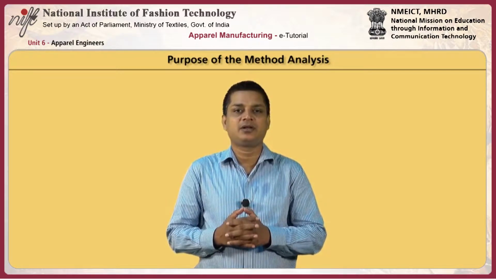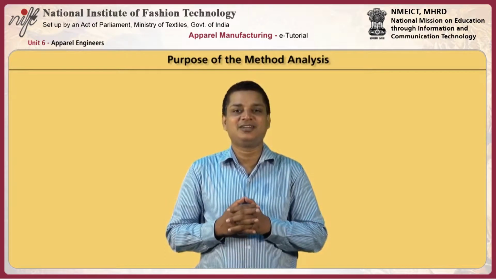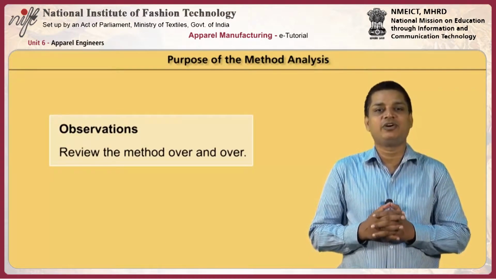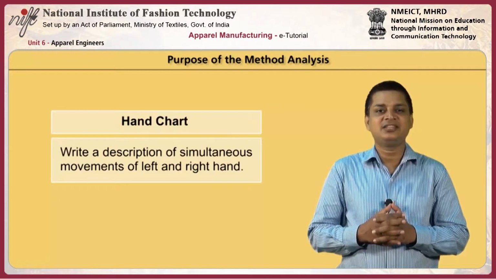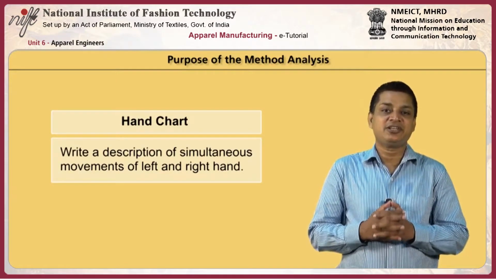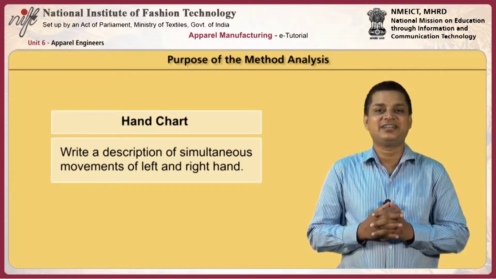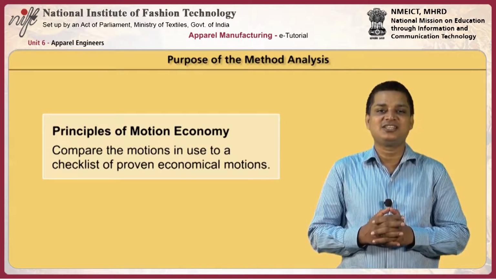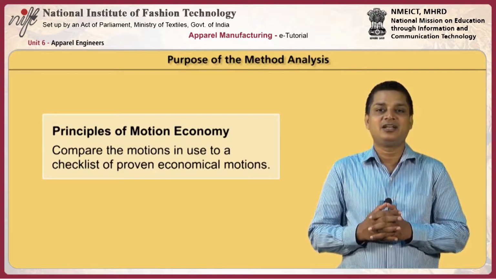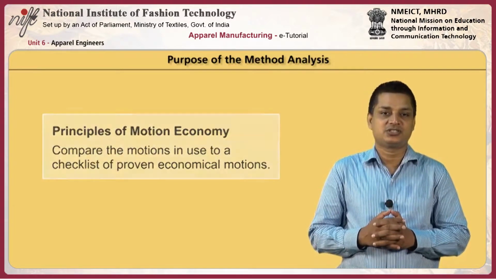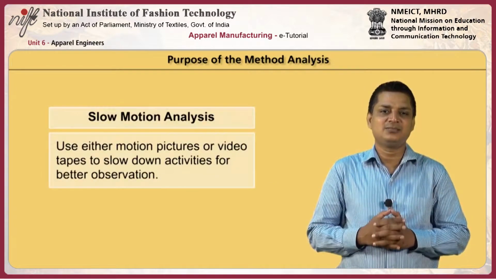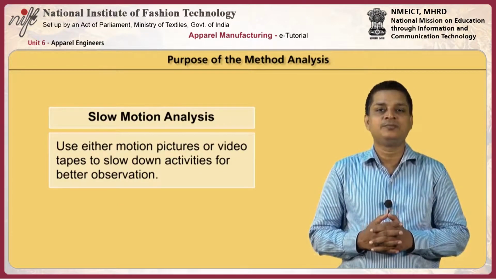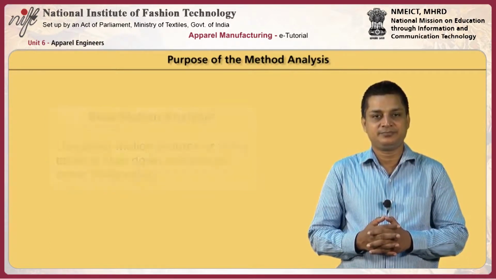Here are some of the common ways of performing a method analysis. Observation. This includes reviewing the method over and over. Hand chart. In this method, a description of the simultaneous movement of the left and right hand is written down. Principles of motion economy. In this method, the motions are compared against a checklist of proven economical motions. Slow motion analysis. In this method, either motion pictures or videotapes are used to slow down activities for better observation.